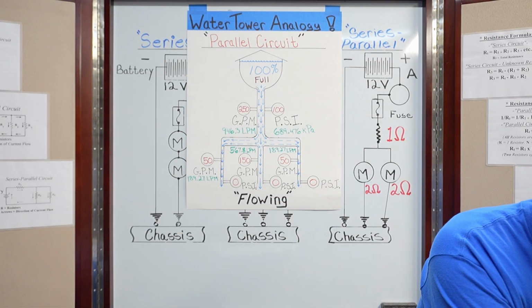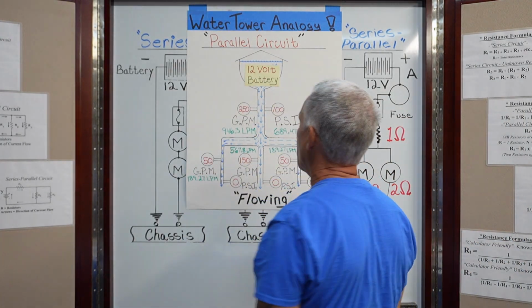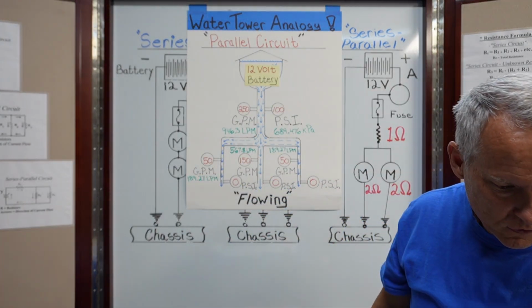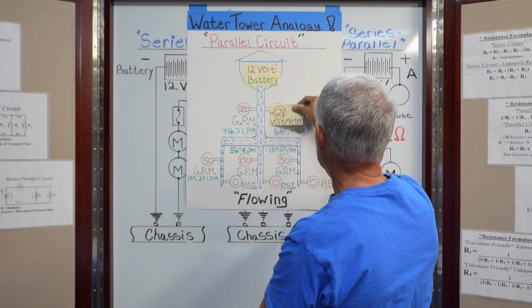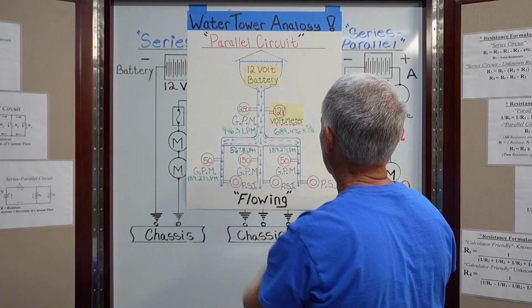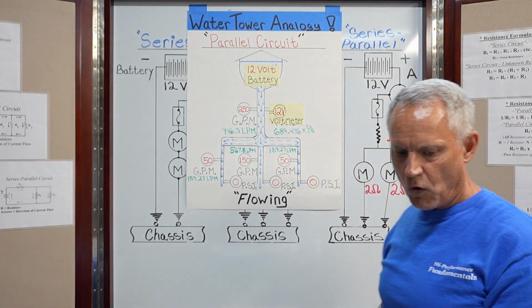All right, so in an electrical circuit, let's change that around a little bit. Let's make it a little bit easier to understand. 12 volt battery, right? Okay. Now we've got our 12 volt voltmeter. We got 12 volts, right? 12 volt battery. Checking voltage right here. We have 12 volts. All right.